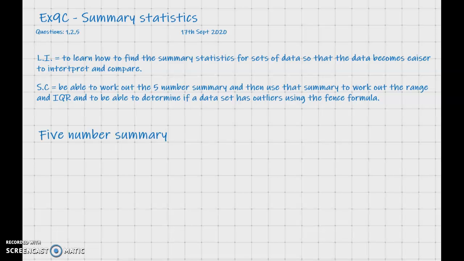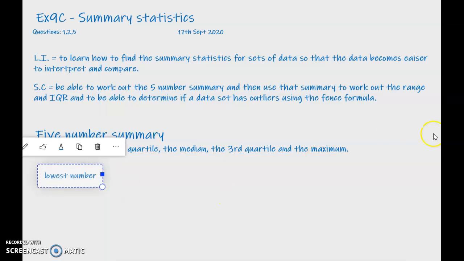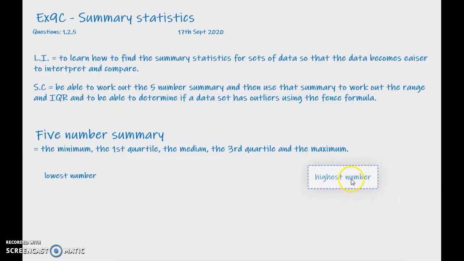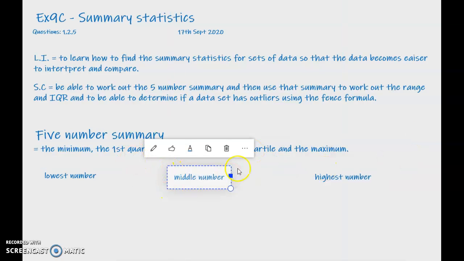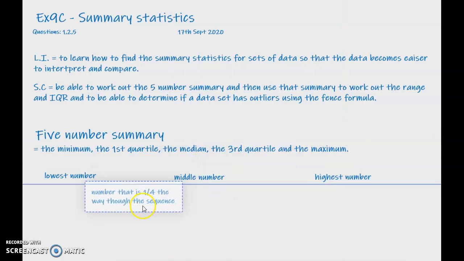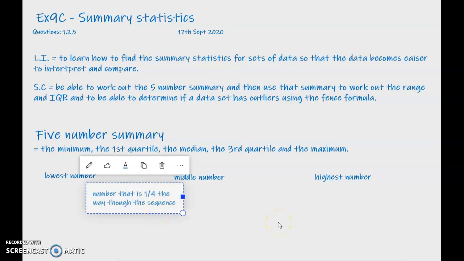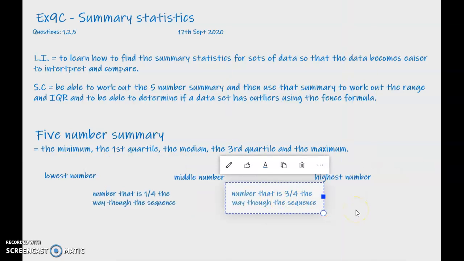Now, the 5-number summary is your minimum, your maximum, your median, your first quartile, and your third quartile. The minimum is the lowest number. The maximum is the highest number. The median is the middle number. And then there's the first quartile and third quartile. The first quartile is the number that is 1/4 of the way through the sequence, because you're going to have to write all the numbers in the data set in order from smallest to highest to do this. And the third quartile is the number that is 3/4 of the way through the sequence.